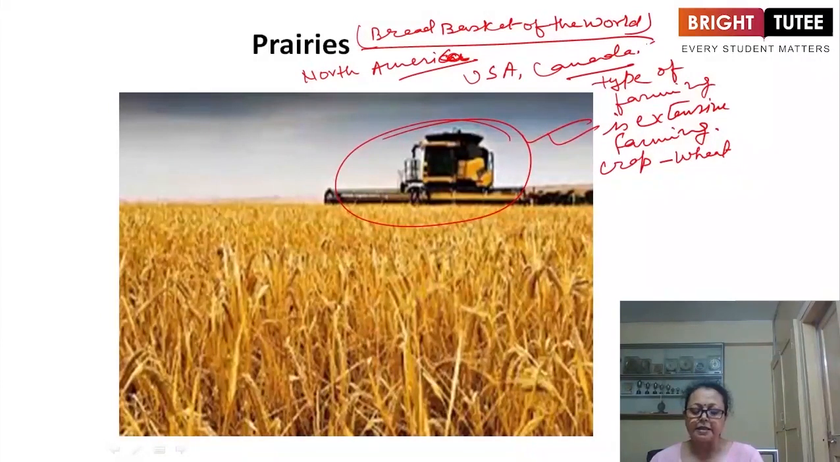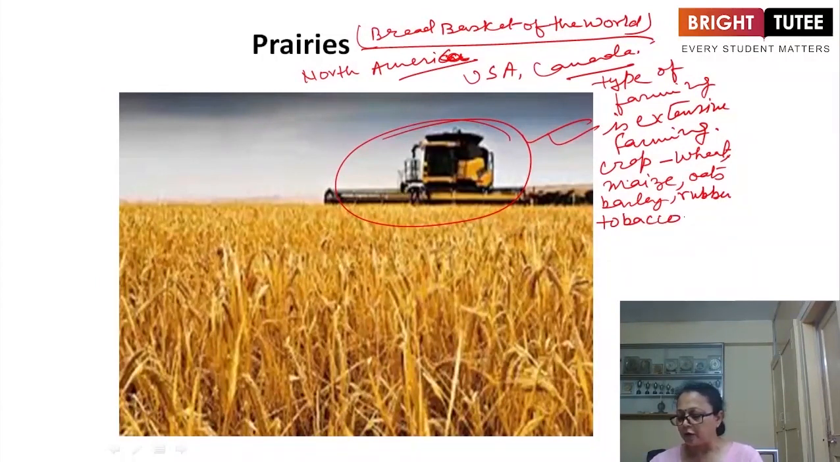Other than wheat, they have important crops like maize, barley, oats, rubber, tobacco, cotton, etc. These are the crops grown in the prairies.